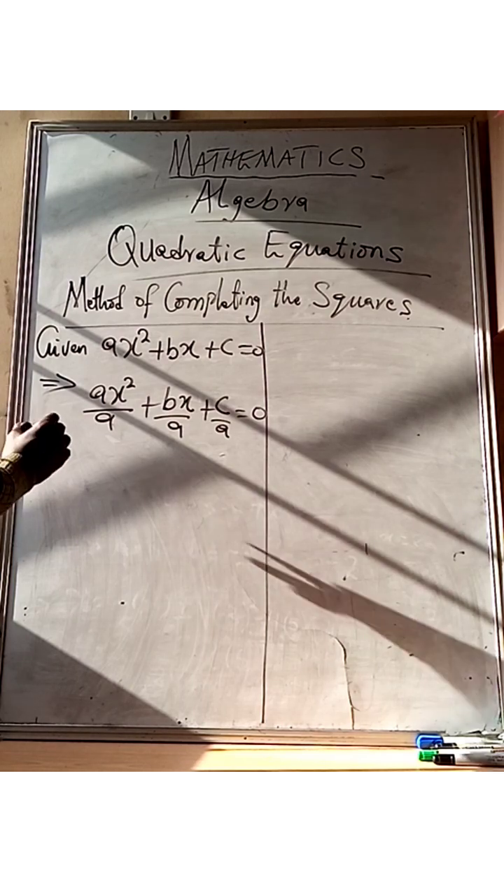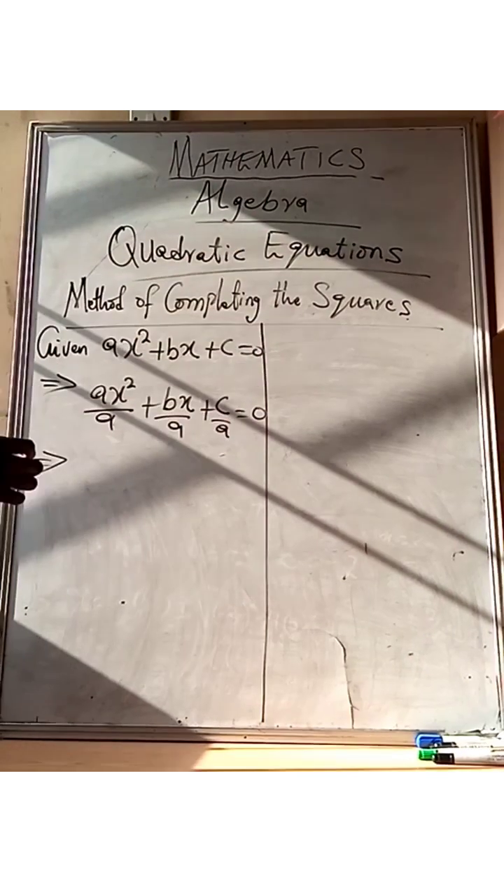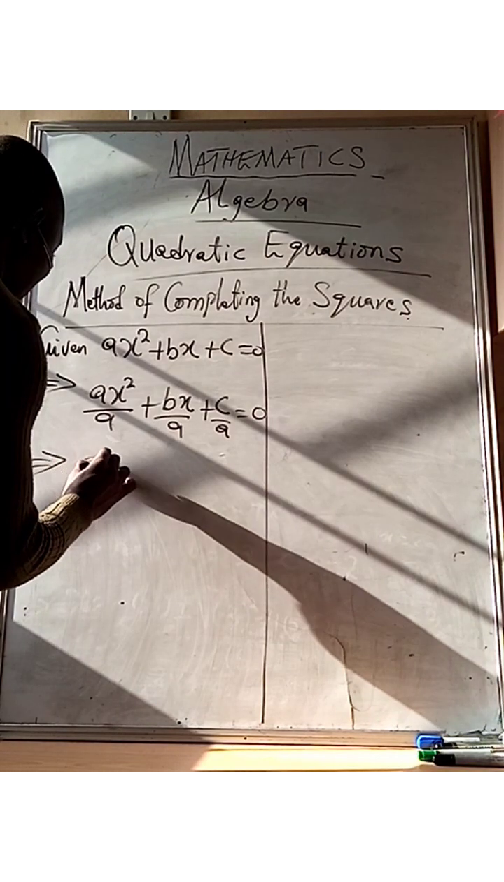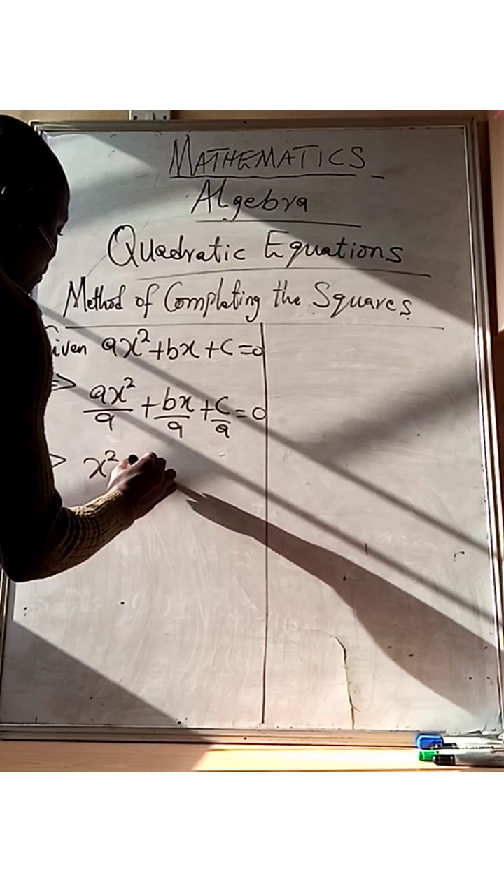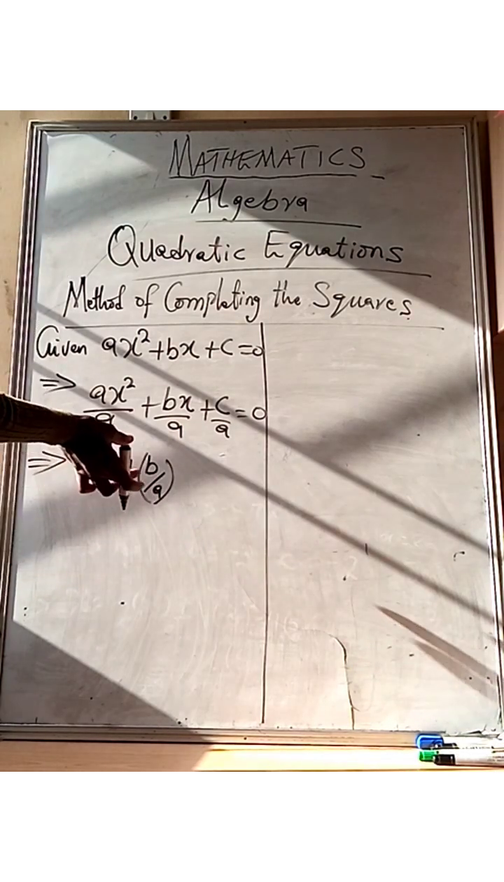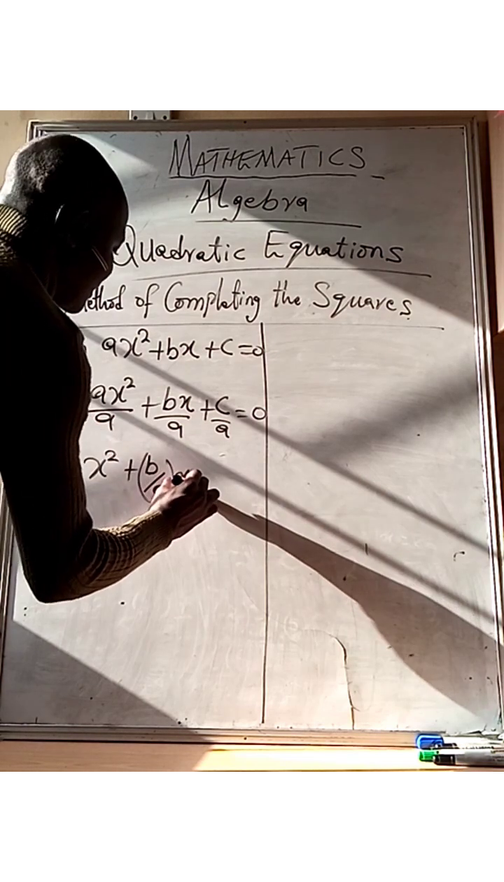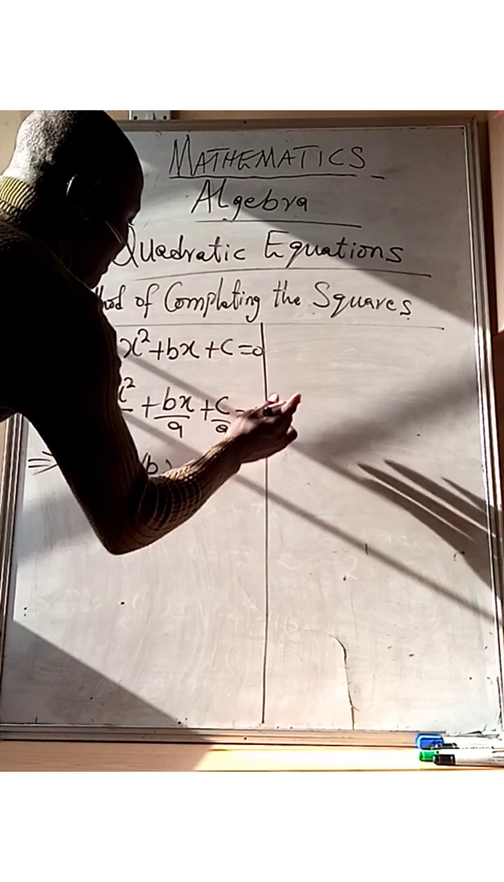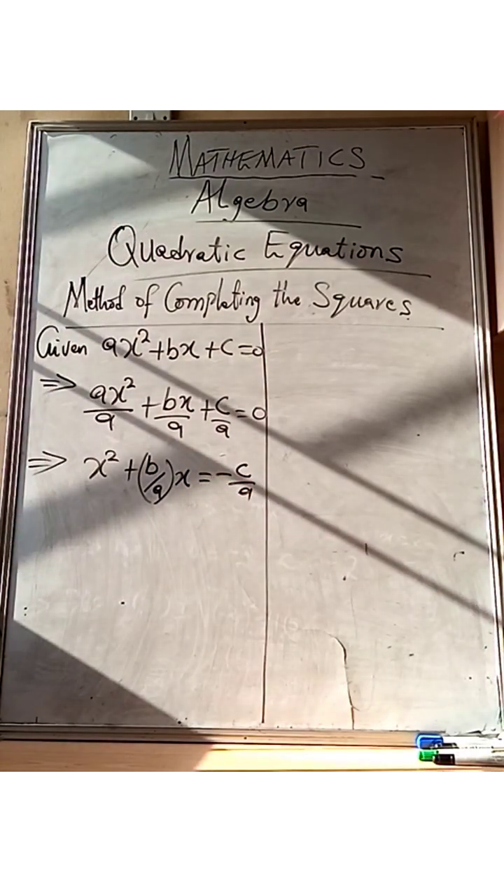The next thing you do is to transfer the constant term to the right hand side. So we are now left with x squared, because a has cancelled a out, plus b over a x, so that this is seen strictly from the point of view of the coefficient of x, equal to, when this crosses here, negative c all over a. That is the next thing you do.